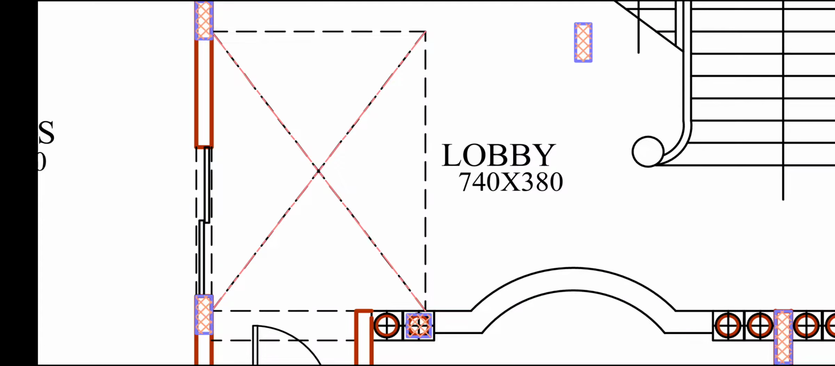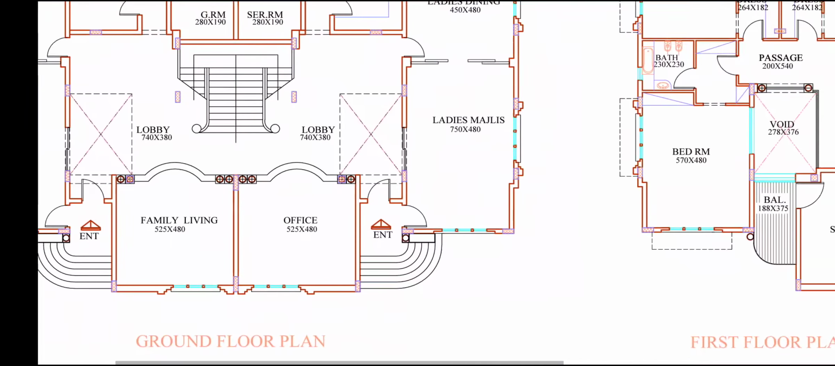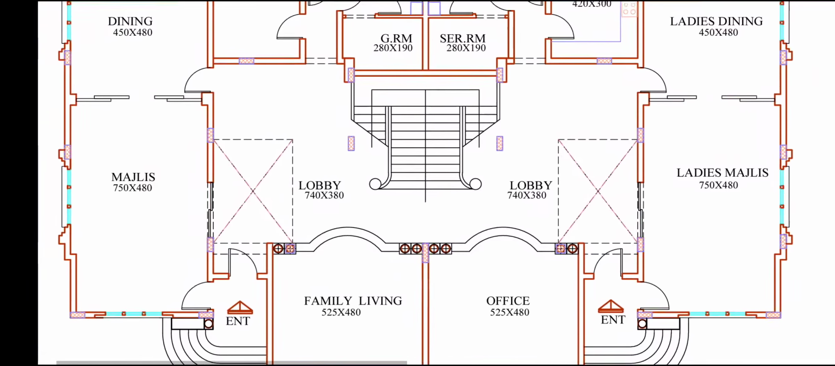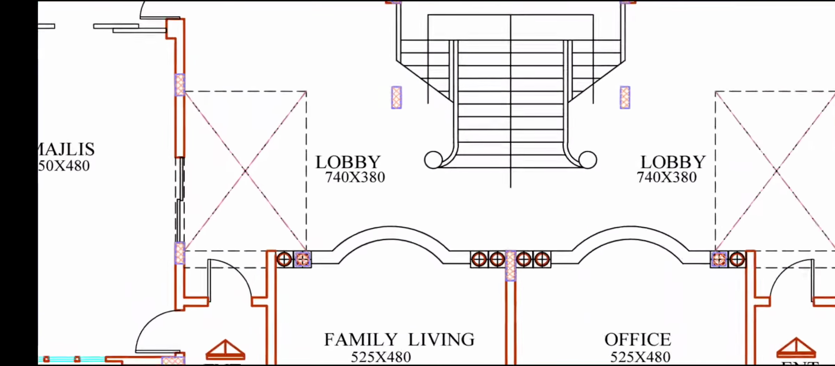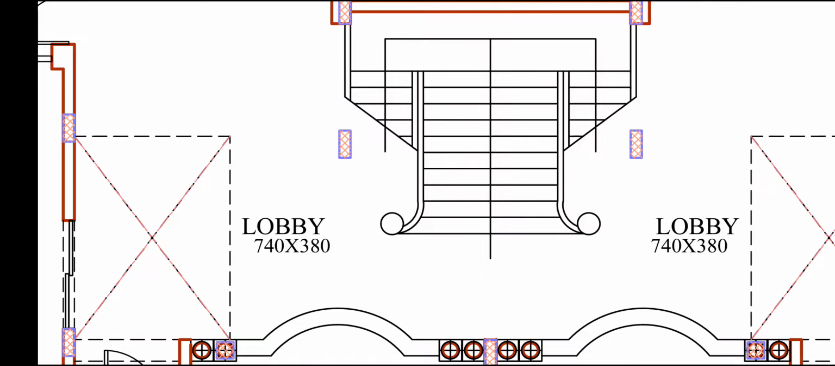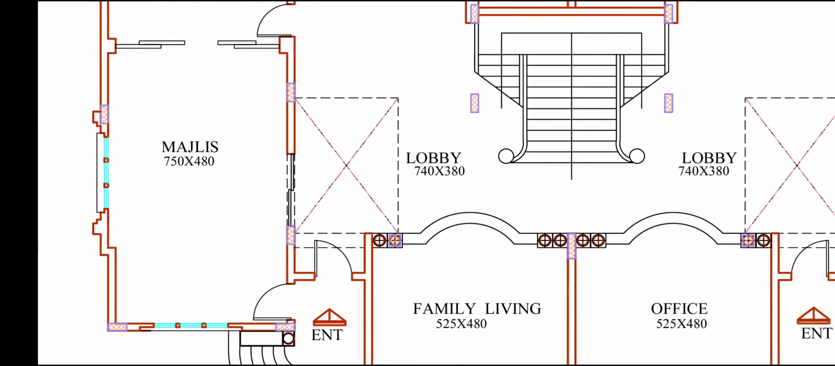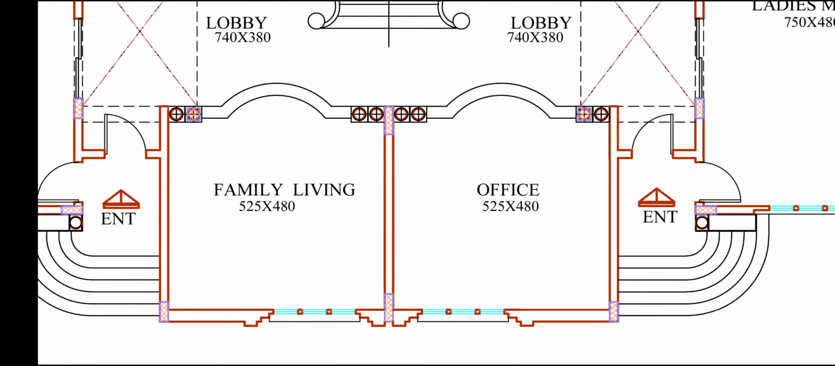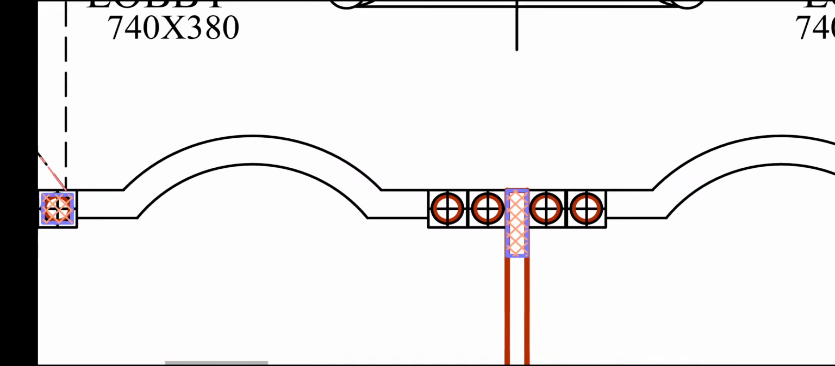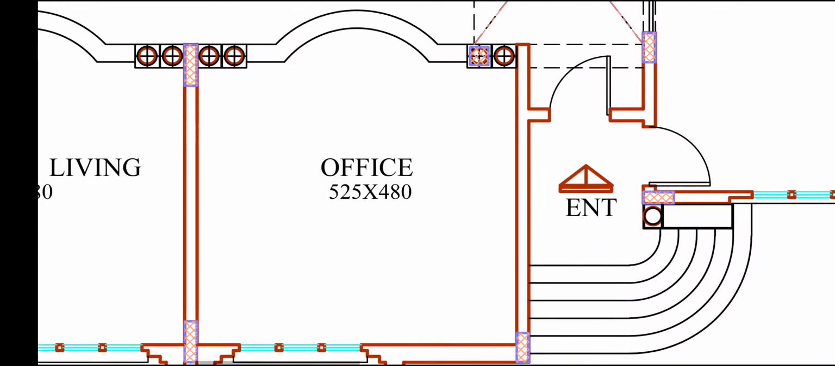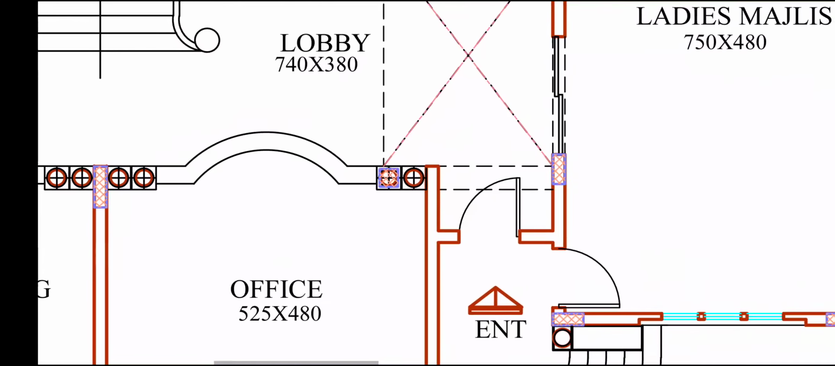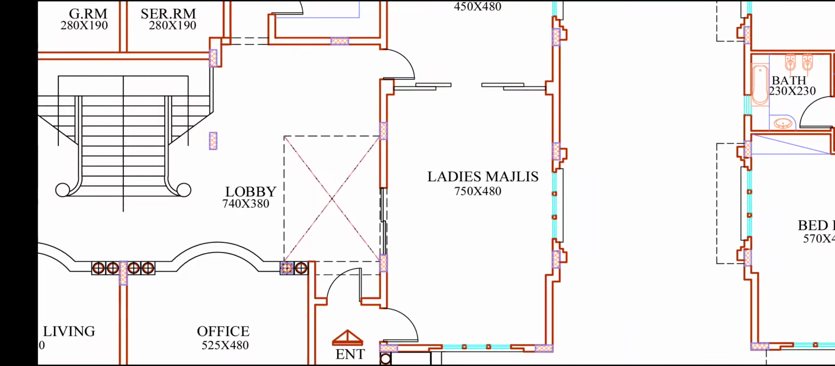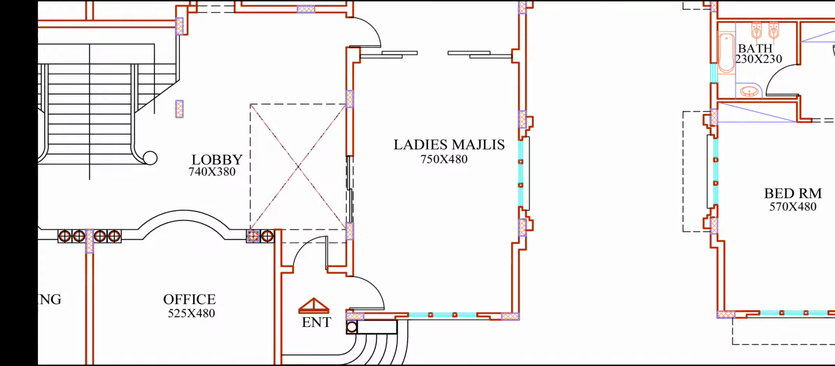This is the wide lobby. It will open from here and to the first floor. This is the slab cut. We enter here, and this is our lobby 740 by 380, and this is our family living 525 by 480 centimeter. This is a wonderful arch design, inside interior design, and this is the office 520 by 480, and this is our lobby. Same, this slab cut is for wide inside sunlight.